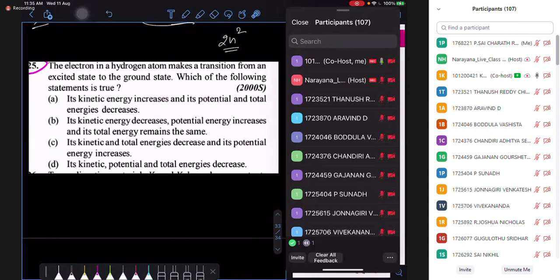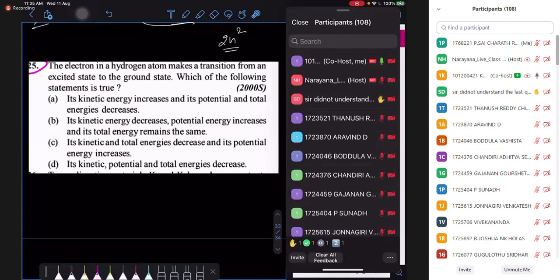An electron in the hydrogen atom makes a transition from an excited state to the ground state. Which of the following statements is true? So he's asking about the relations between kinetic energy, potential energy and total energy. And the relation is quite a simple one.